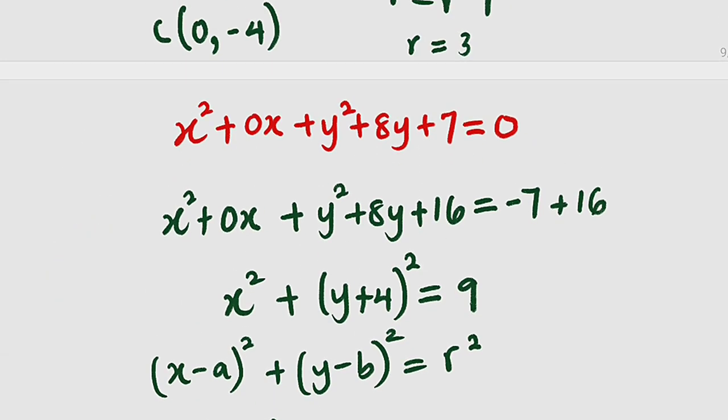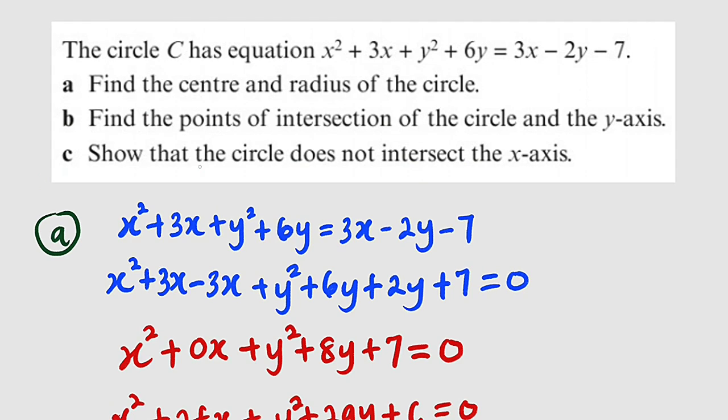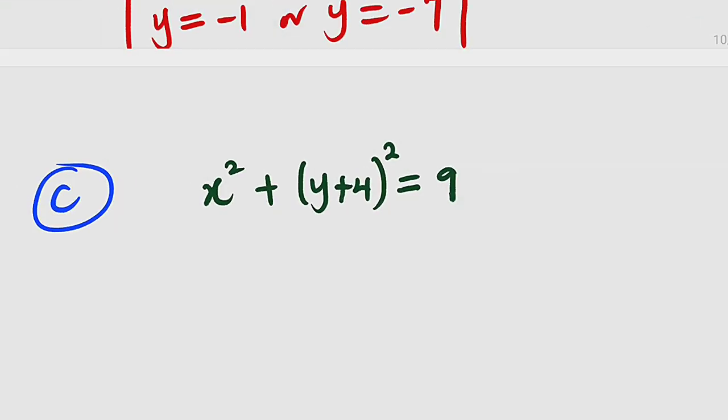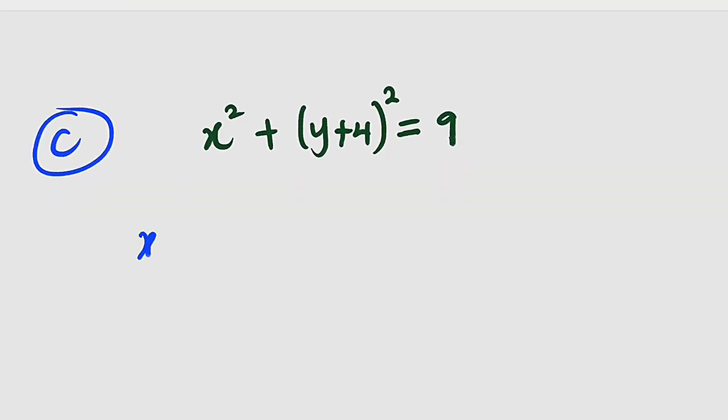Then the last question here, we are asked to show that the circle does not intersect x-axis, meaning there is no x-intercept. You know, x-intercept is the value of x when y is equal to 0. So now let us pretend as if we have x-intercept by setting y to be equal to 0. So this is the C part. We are looking for x-intercept, that is at y equal to 0, which means what?